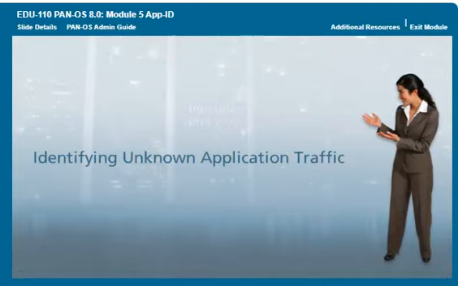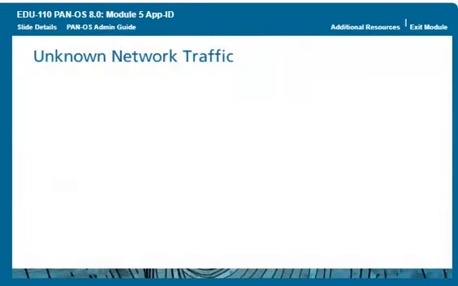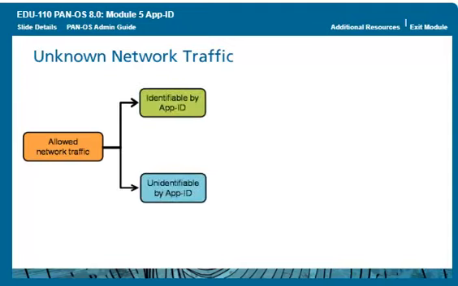Identifying unknown application traffic. When you add a Palo Alto Networks firewall to your network, one of the first tasks is to identify your network traffic. Because the Palo Alto Networks firewall is not a port-based firewall, identifying traffic means identifying the applications traversing your firewall. Applications can fall into one of two main categories: applications known to AppID and applications unknown to AppID.